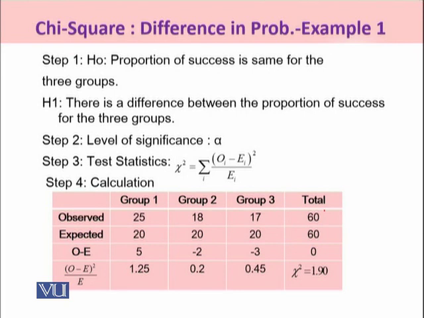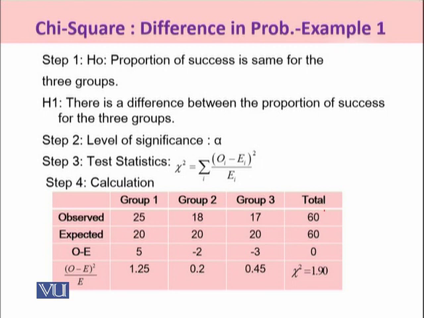First of all, we will have to determine the testing procedure. The first thing we would have to do is to formulate the null and the alternative hypothesis. So the null hypothesis is stated as: the proportion of success is the same for the three groups. That was the researcher's claim. H1, the alternative statement, indicates that there exists a difference between the proportion of success for all the three groups. Step number 2 is the level of significance, which is alpha. If it is not given, we'll take it as 0.05.